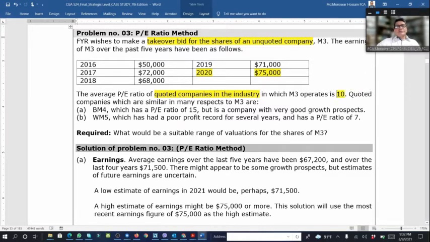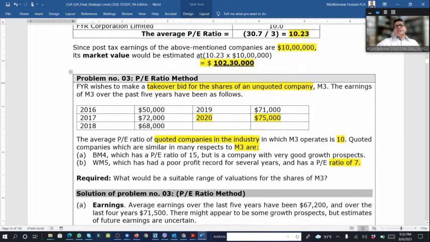Quoted companies which are similar in many respects to M3. BM4, another company, has a P/E ratio of 15, but the company has very good growth prospects. And WM5, which has had a poor profit record for several years, has a P/E ratio of 7. So what is our requirement? What would be a suitable range of valuation for the share of M3?